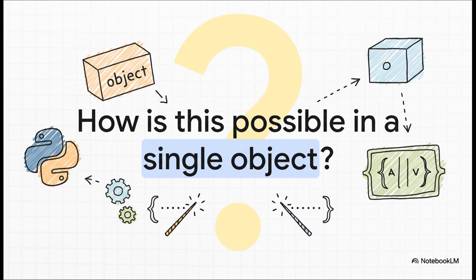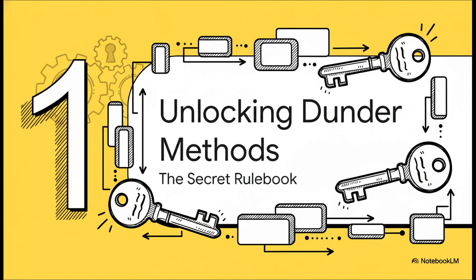Well, the answer is buried deep in Python's core design. The secret, it turns out, is a set of special methods that acts like a kind of hidden rulebook for our objects. You'll hear them called Dunder methods, which is just short for double underscore. These are the absolute key to customizing the fundamental behavior of any object you create.